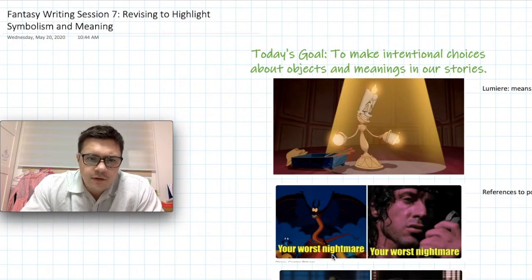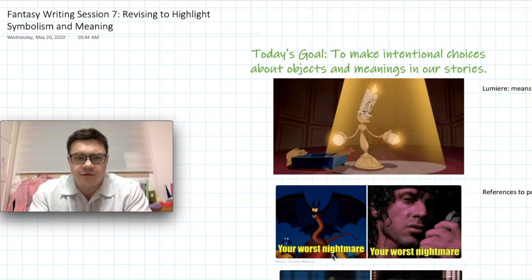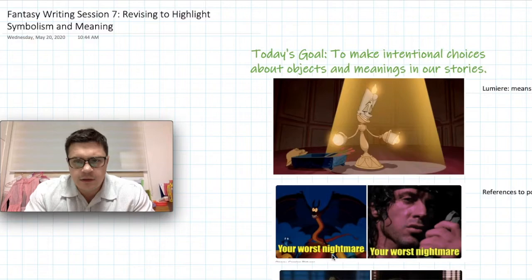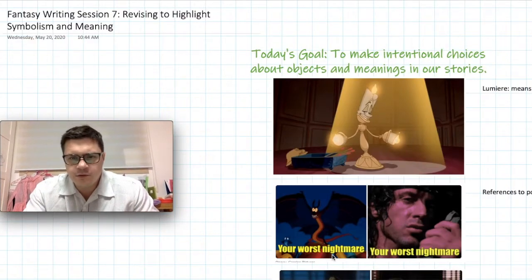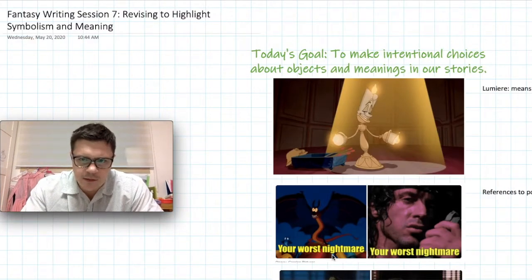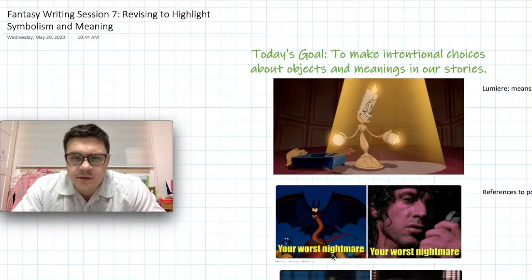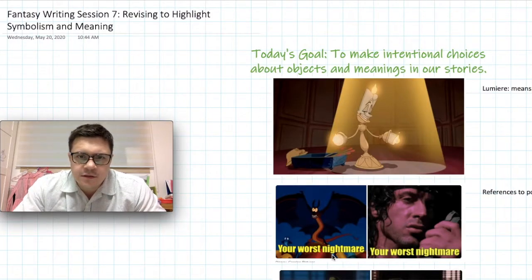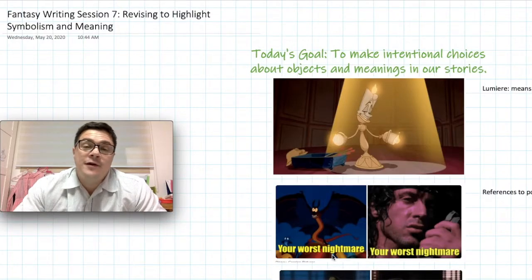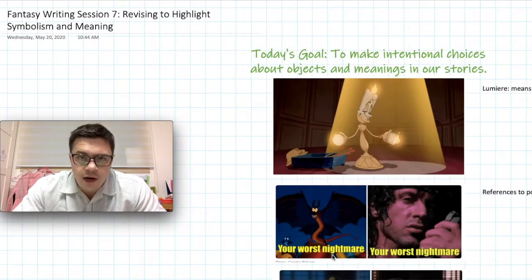Today we're moving on to session 7 in our fantasy writing unit. And our goal today is to make intentional choices about objects and meanings in our stories. This is something that we've talked about the entire year in reading and writing units.